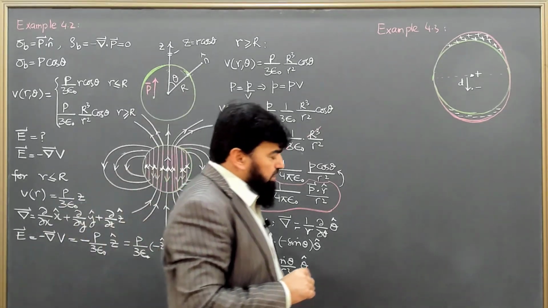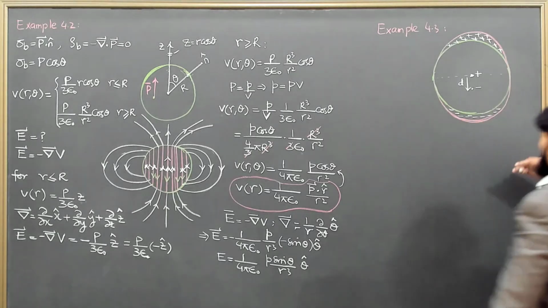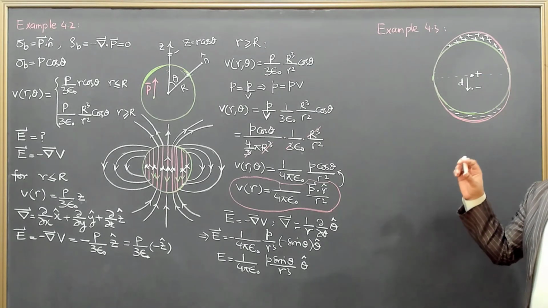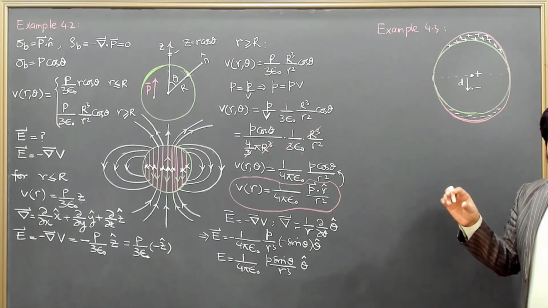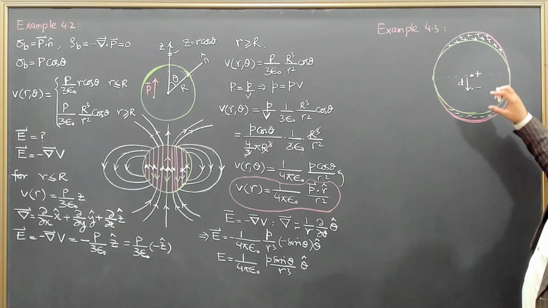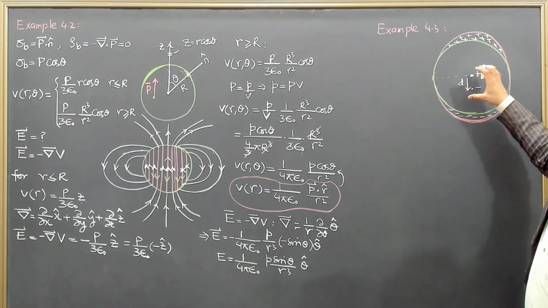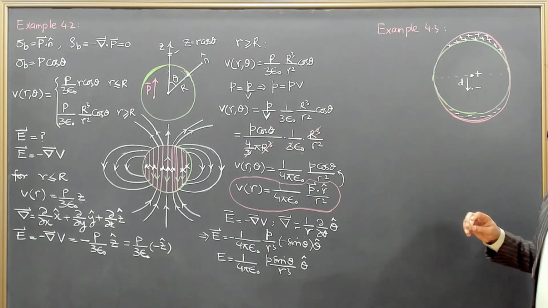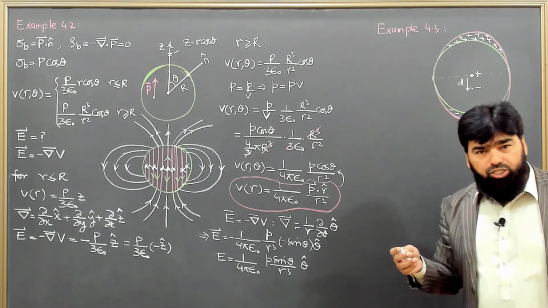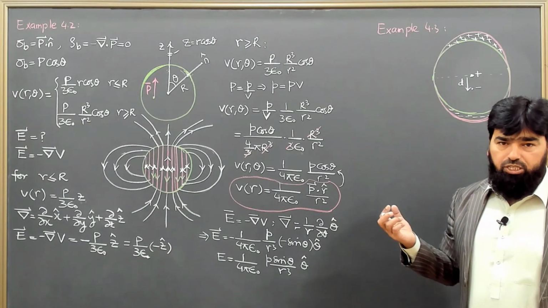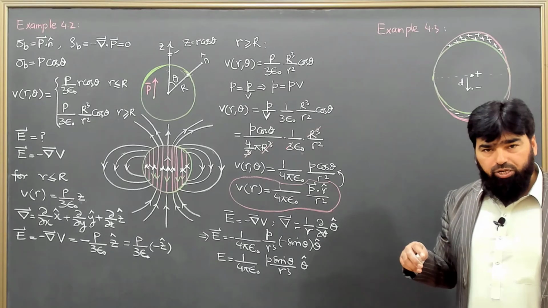What this example is telling you is that if you have two spheres, one a positively charged sphere and the other a negatively charged sphere, and you just overlap them, then they will cancel out each other. Now when polarization occurs, they will not cancel each other out. Some surface bound charge will occur.